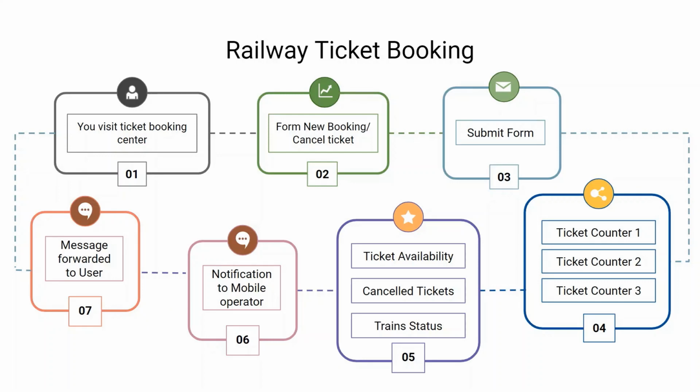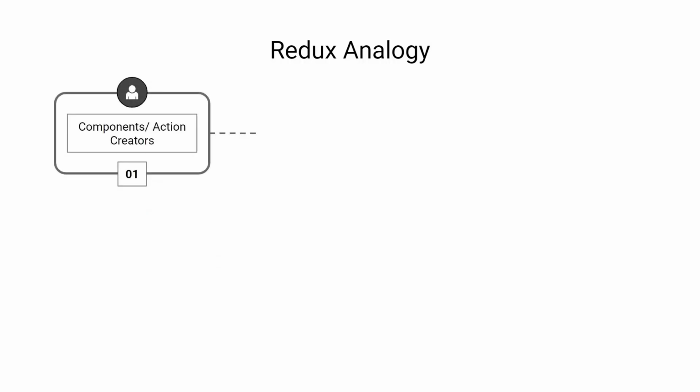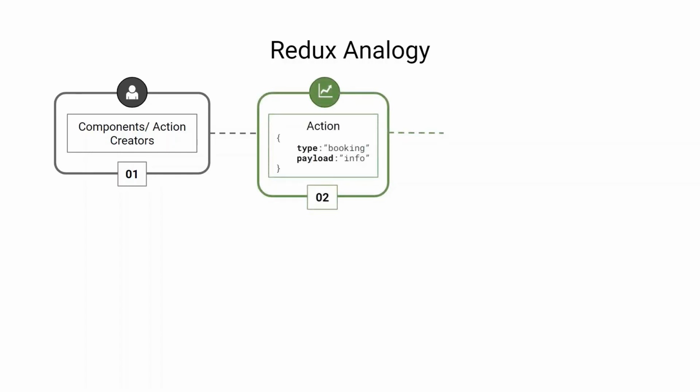Let's understand the same process in the Redux analogy. So here you have the components, or we call them the action creators, who initiate an action, and this action is a plain JavaScript object which has type and payload. So in our case, the type can be either new booking or cancel booking, and the payload will be the information of the traveler. Now this action is dispatched to reducers.